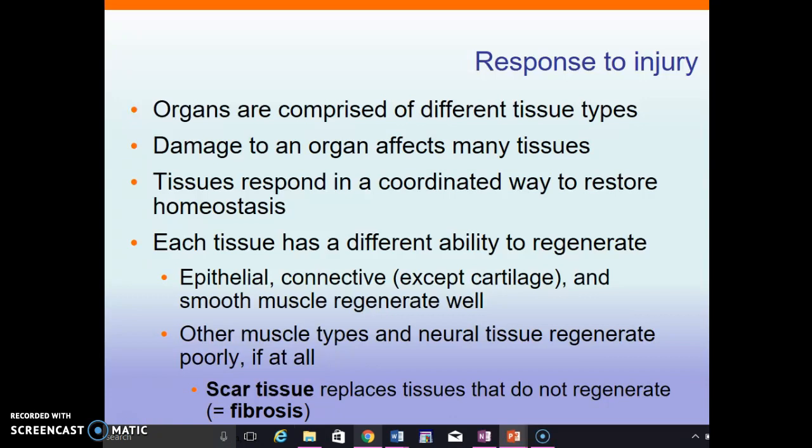As you recall, organs are made up of different types of tissue, and damage to an organ can affect many different tissues, and these all have to heal in their own particular way. Each tissue has a different ability to regenerate. Epithelial, connective, and smooth muscle regenerate well, but other muscle types and neural tissue regenerate very poorly, if at all. Some do not replace damaged tissue. Scar tissue replaces tissues that do not regenerate.